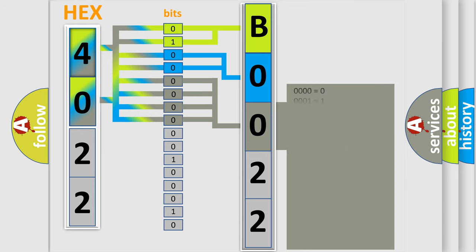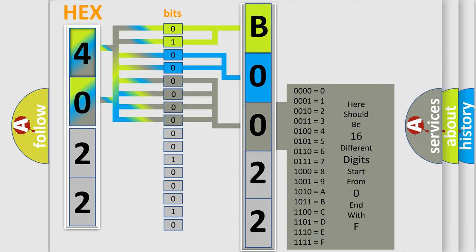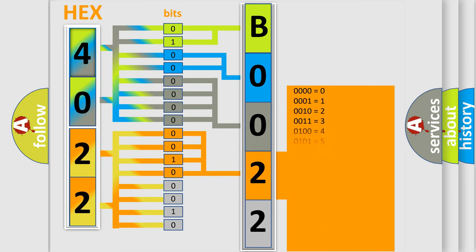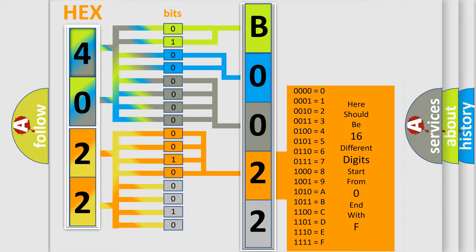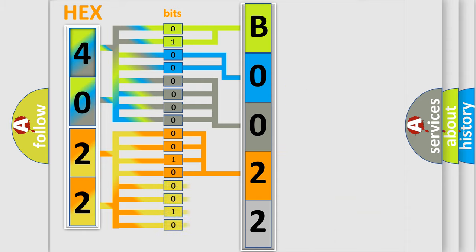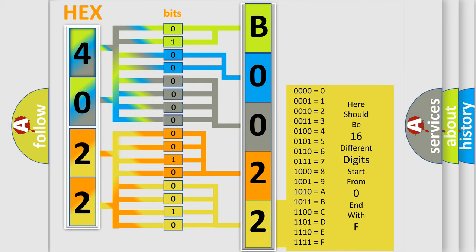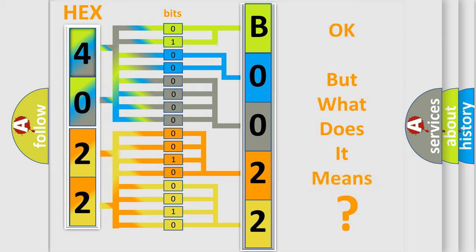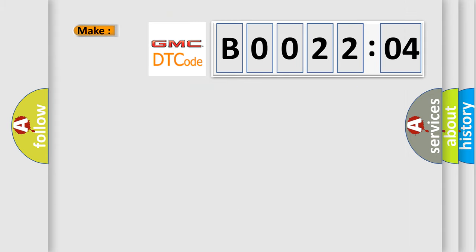The second byte is composed of a combination of 8 bits. The first 4 bits determine the fourth character of the code, and the combination of the last 4 bits defines the fifth character. A single byte conceals 256 possible combinations. We now know in what way the diagnostic tool translates the received information into a more comprehensible format. The number itself does not make sense to us if we cannot assign information to what it actually expresses. So, what does the diagnostic trouble code B0022-04 interpret specifically for GMC car manufacturers?